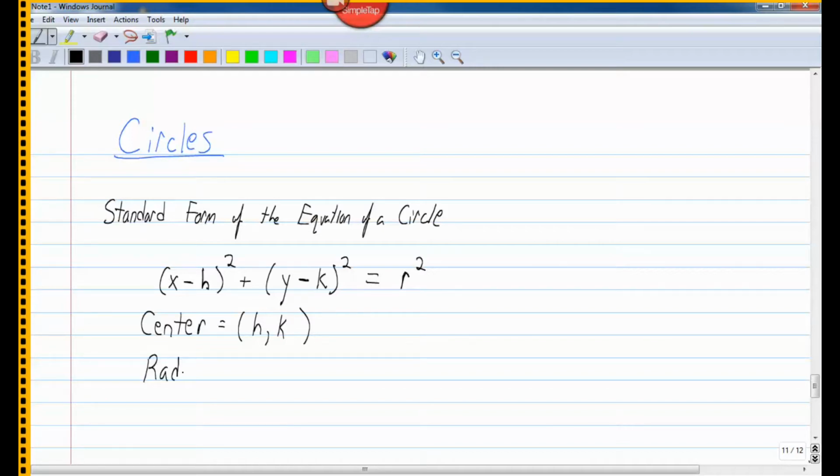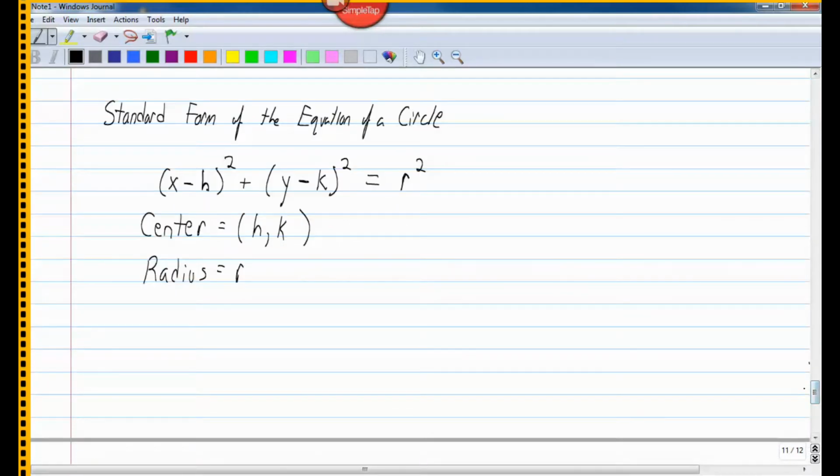Then the radius of the circle, that's equal to just r. So you take the square root of the number on the right side, and that will give you the radius. So the center is (h, k), the radius is r.